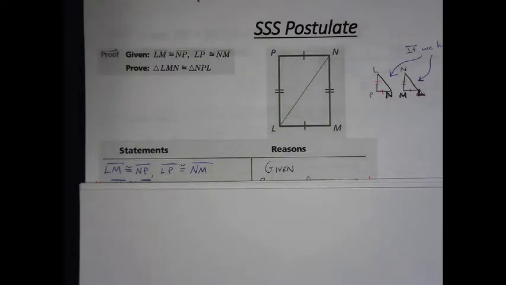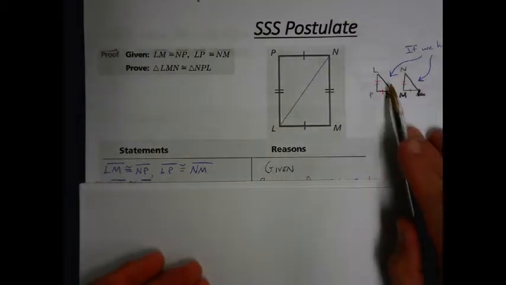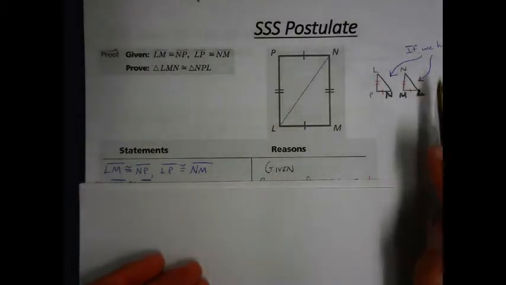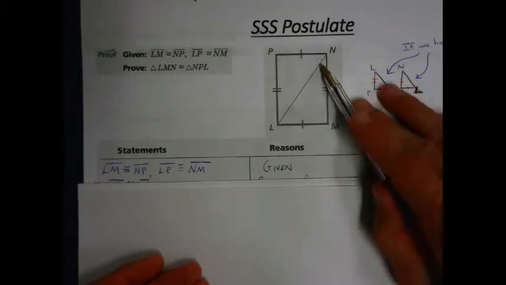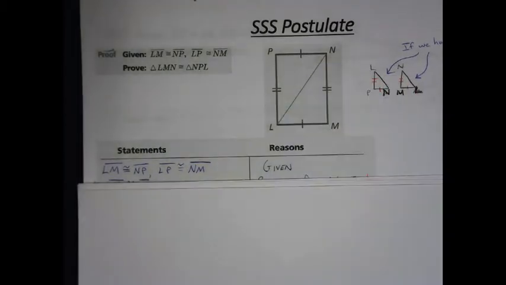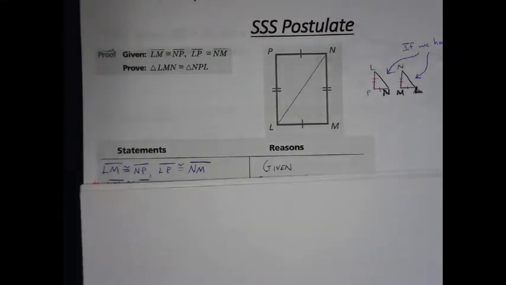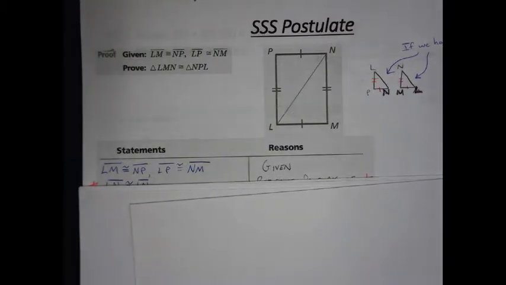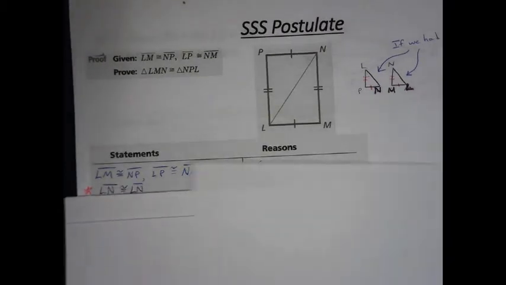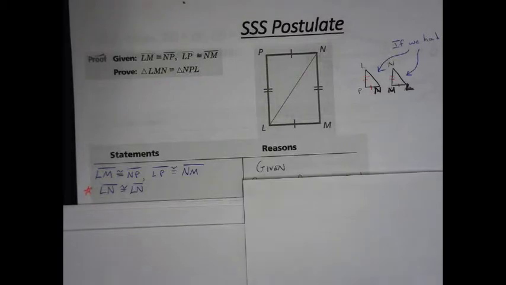Well, look at the original diagram. These two sides, LN and NL, it's right here. It's the same side, right? Totally the same side. So now we're going to jump into a really key element here. The key element is the fact that those two sides, LN and LN, are the same thing.